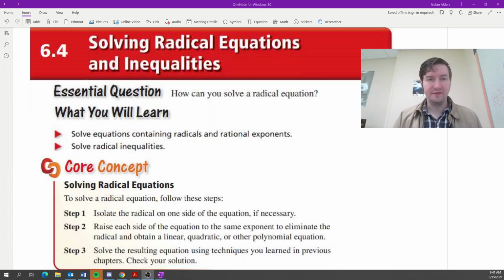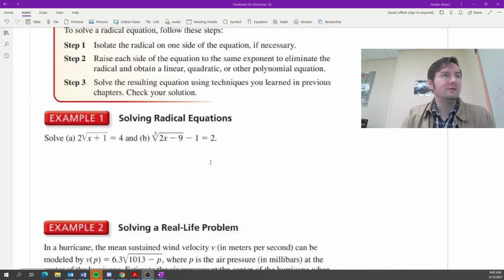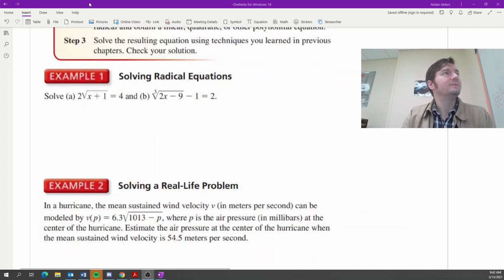Hey everyone, in this video we're going to be looking at solving radical equations and inequalities. So I'm just really going to work out a few problems with you today and look at how to solve a whole bunch of different radical equations. Here are some simple steps that you can use to solve radical equations. I'll leave those here on the screen. So let's just look at an example.